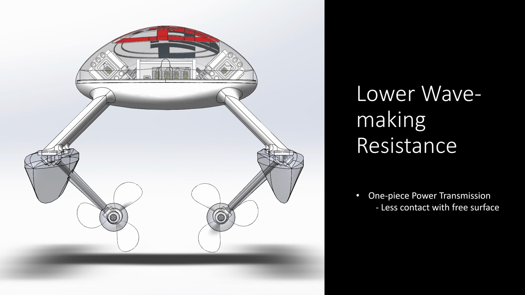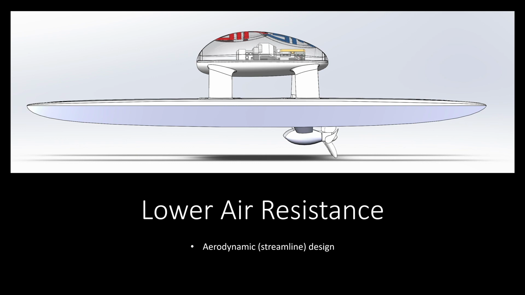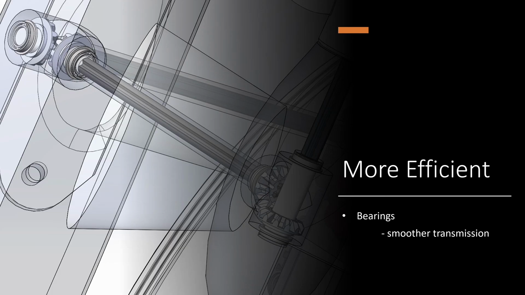The original one-piece power transmission design and the brand new hull design bring us both a lower wave-making resistance and higher speed. Engineers from Gikiyin also redesigned the whole transmission system. The decrease in transmission stages and the newly installed bearing boost the transmission efficiency.